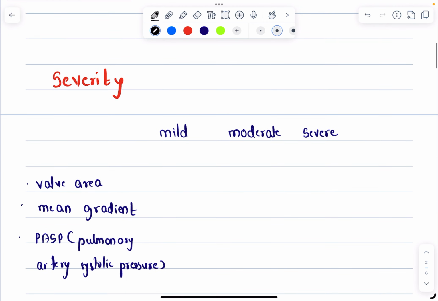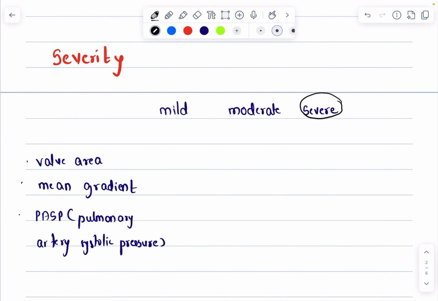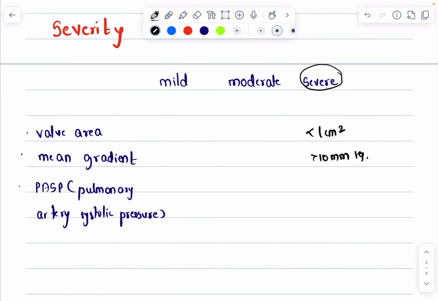Now talking about the severity of MS. Here you only need to focus on the severe MS part, and the rest you could just forget. Okay. In severe MS, the valve area is less than 1 centimeter square, the mean gradient between the left atrium and left ventricle is more than 10 mm of mercury, and the pulmonary artery systolic pressure is more than 50 mm of mercury.